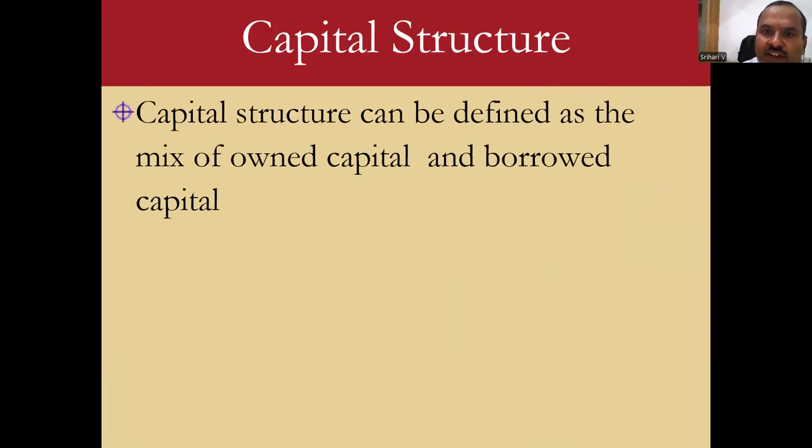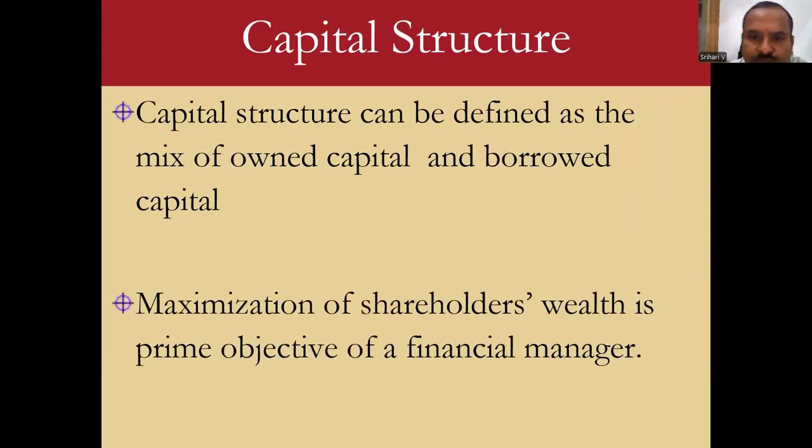Foremost, we are going to start with the discussion called capital structure. Capital structure can be defined as the mix of owned capital and borrowed capital. In the context of a company, it will have different sources of capital: owned capital, equity share capital, and borrowed capital, debt capital. That is the capital which the company is going to raise by issuing equity shares. That is called owned capital. The capital that the company is going to raise by issuing debentures or bonds, that is called borrowed capital.